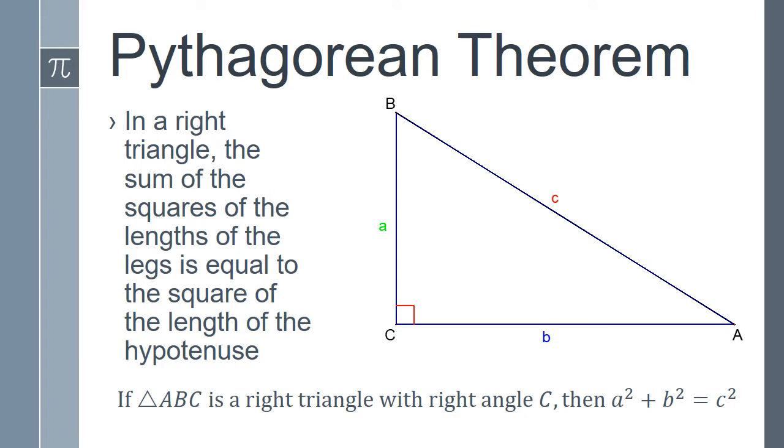So, the Pythagorean theorem. In a right triangle, the sum of the squares of the lengths of the legs is equal to the square of the length of the hypotenuse. So just so we can keep this in mind here, these are the legs, right? This is the hypotenuse.